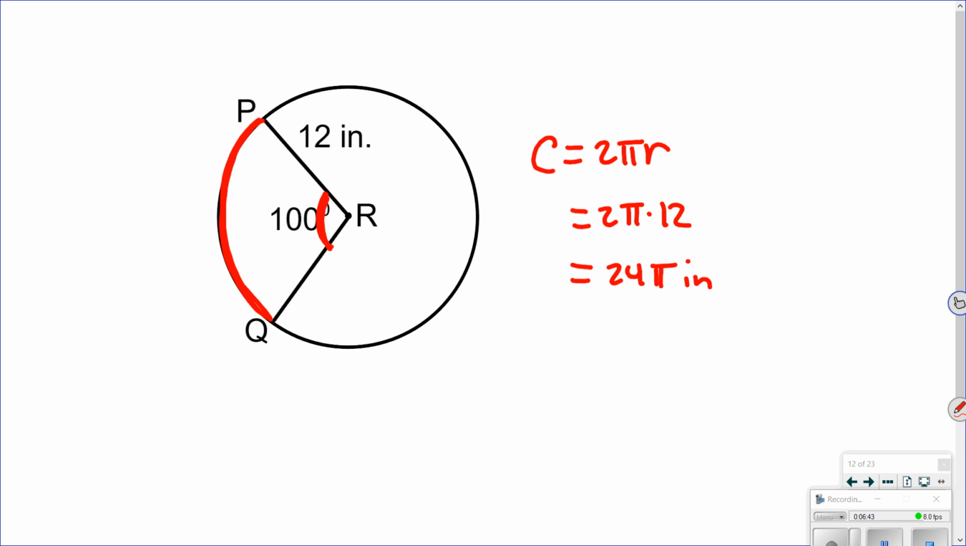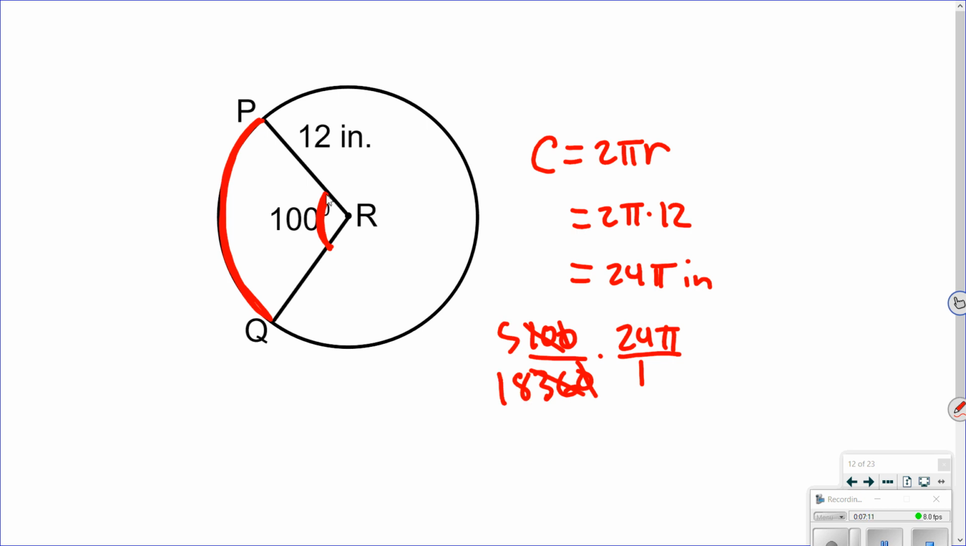So we know it's 100 degrees out of, and all the way around the circle is 360. So it's 100 360ths of the entire circle. So we're going to times that by 24 pi and work that out. So we can do a lot of reducing here, right? We could divide both those by 20. 20 goes into both of those, that'd be 5. That would be 18.